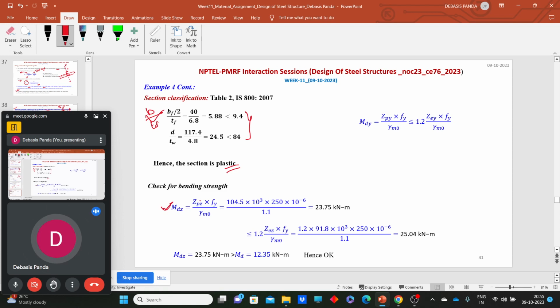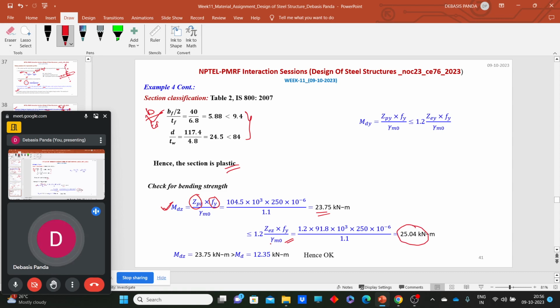Md_z, we have already seen that Zp_z with respect to z and with respect to y, we need to calculate both. So Md_z is nothing but Zp_z into Fy by gamma m0. We already have the value of Zp_z and Fy, and this comes as 23.75, and that should be less than or equal to this as per code. So obviously that comes as 25.04 kilonewton.